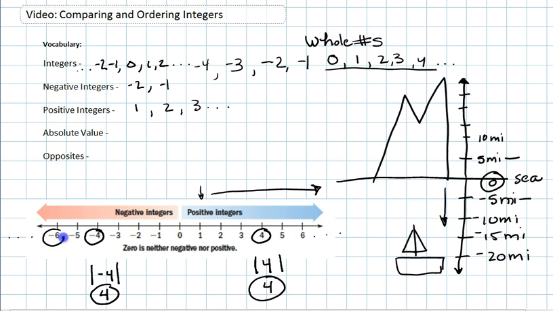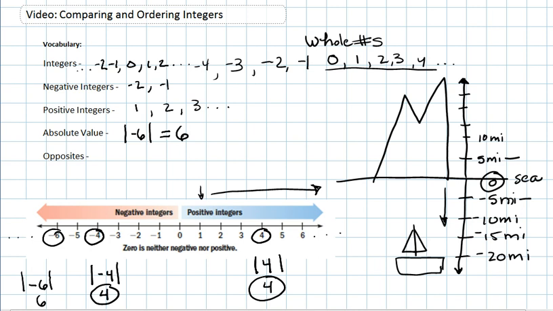What would the absolute value of -6 be? Six, because it's 6 steps from 0 to -6. So that's the absolute value. And an example of absolute value could be the absolute value of negative 6 is 6.